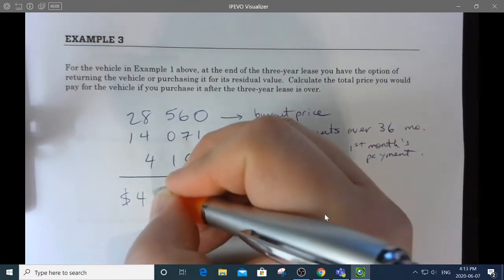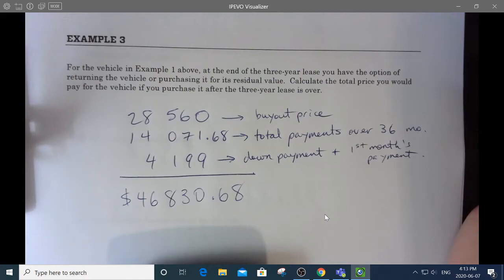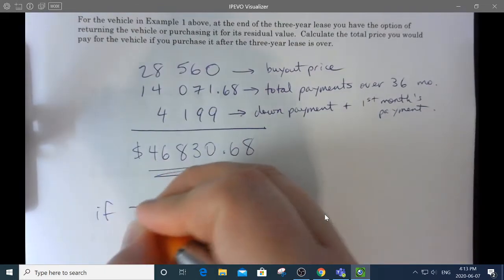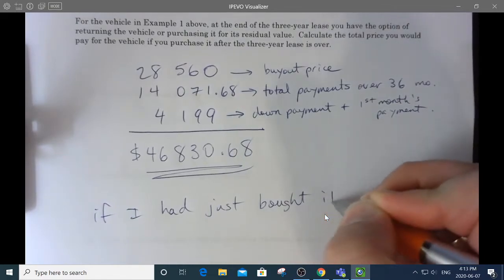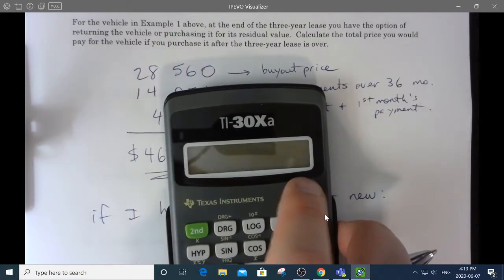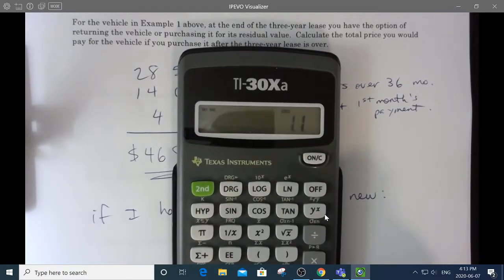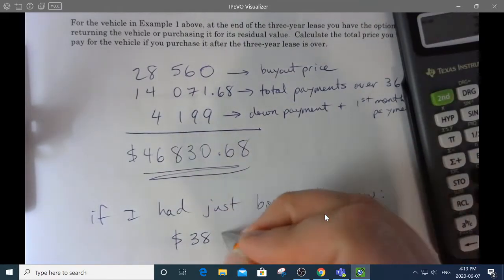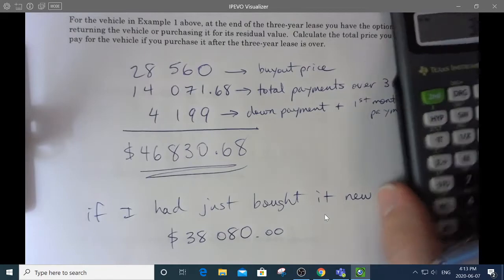And as you can see, remember, it was only a $34,000 vehicle new. Now, it was $34,000 plus tax. So let's see. If I had just bought it new, what was it? It was a $34,000 vehicle, right? 34,123 times 1.12. It would have been $38,080 with taxes included.